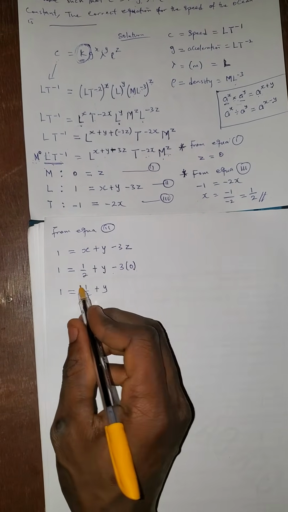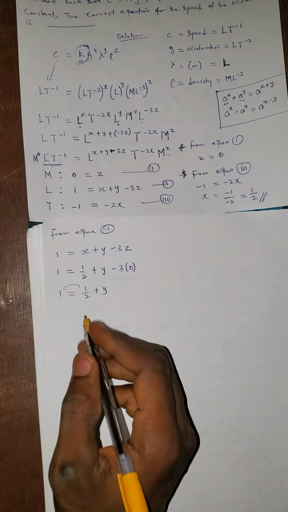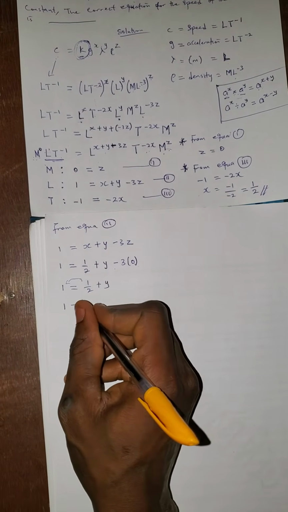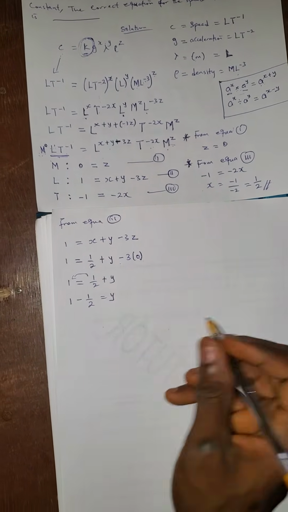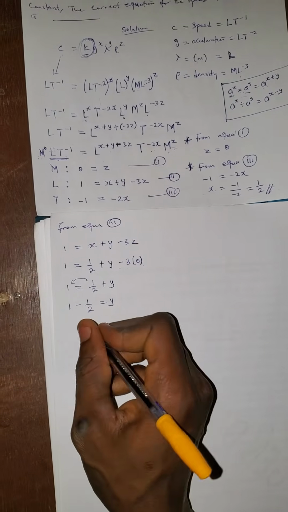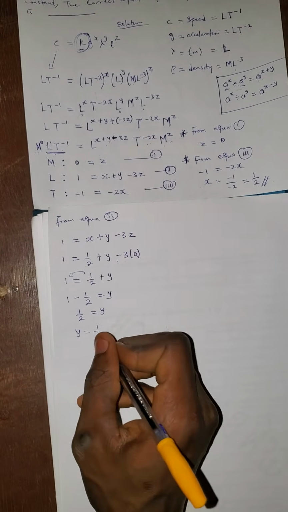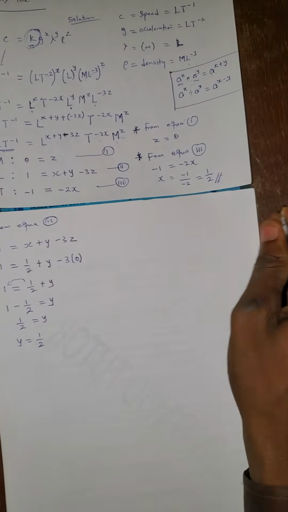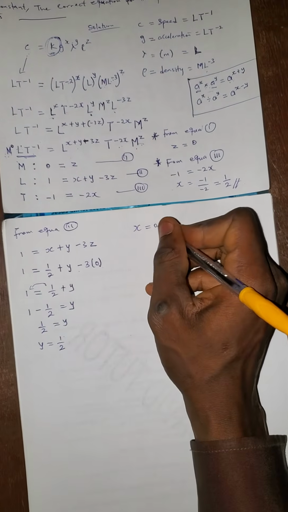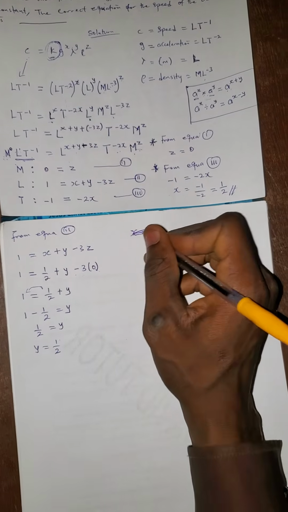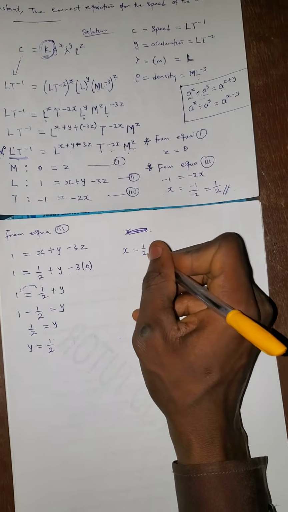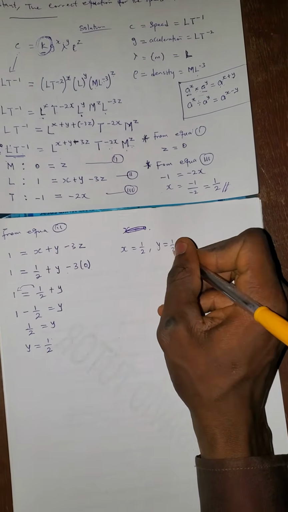So let us collect the like terms. Take this 1 over 2 to the other side here. That's 1 minus 1 over 2 equals y. 1 minus 1 over 2 will be 1 over 2. So 1 over 2 is equals to y. So y is 1 over 2. So let's gather it here. X is 1 over 2. Y is 1 over 2.